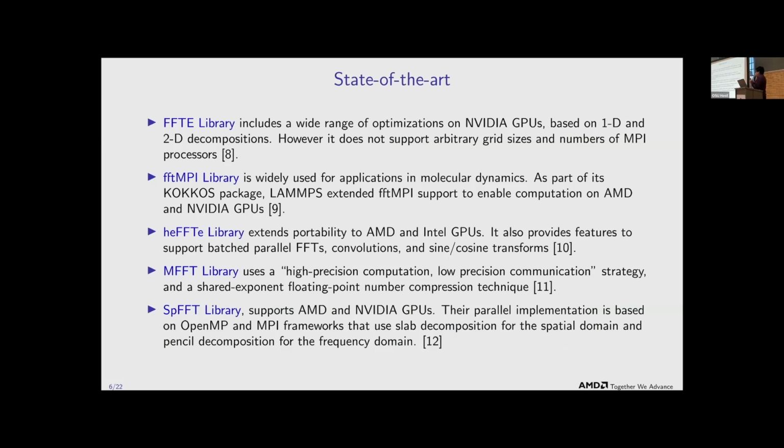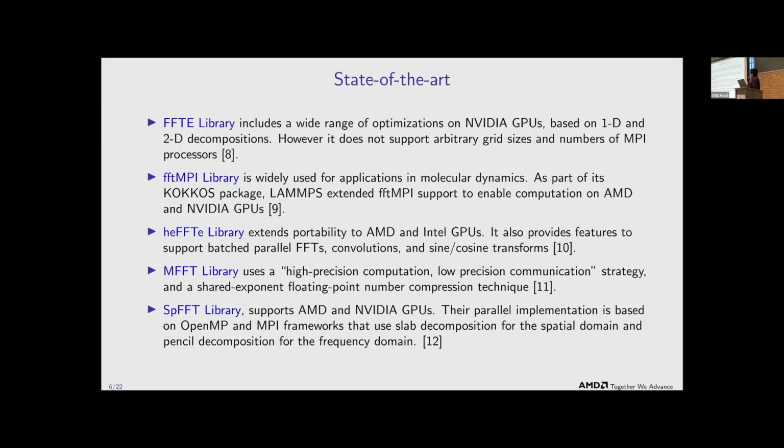So here are some of the libraries that are right now being used in current development. The FFT library, or the Fastest Fourier Transform in the East, is one that supports many kinds of decompositions, like the pencil and slab decomposition. But it has some limitations. It doesn't support generic grid dimensional sizes of the processor grids.